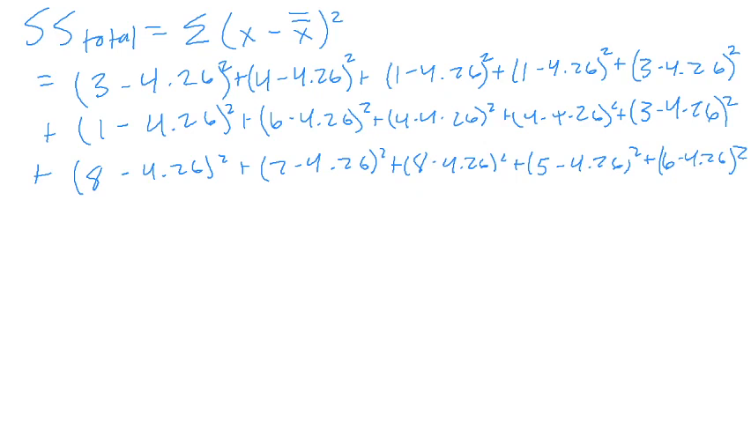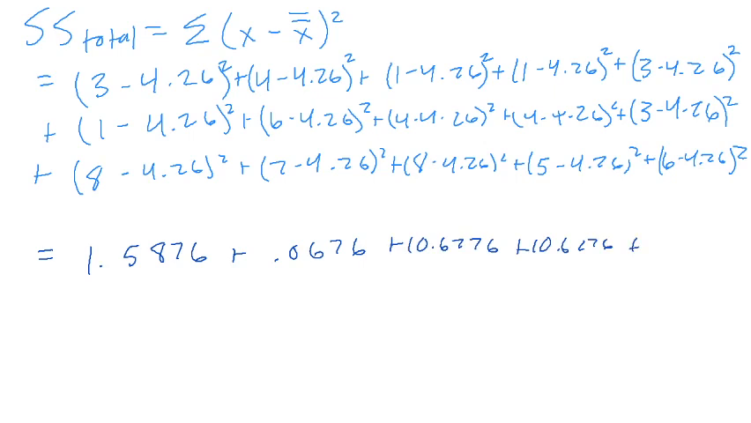So let me go ahead and show you what I didn't do the last time, which is showing you what you get when you square your different scores here. So I'll go ahead and write out the values that I got here. Okay, 0.0676 plus 10.6276. This will take me a while to write out for you, but it's a good way for you to check your work.